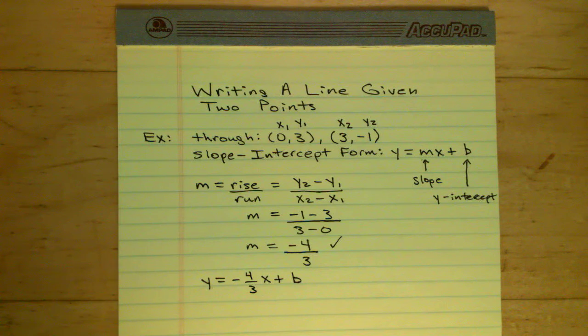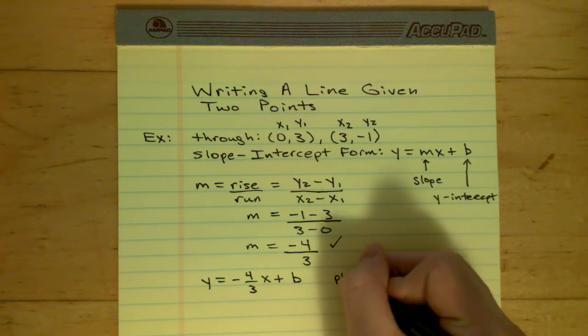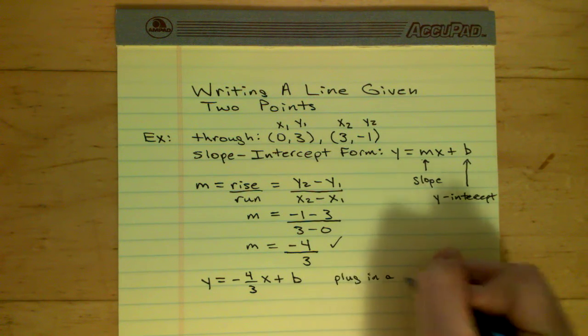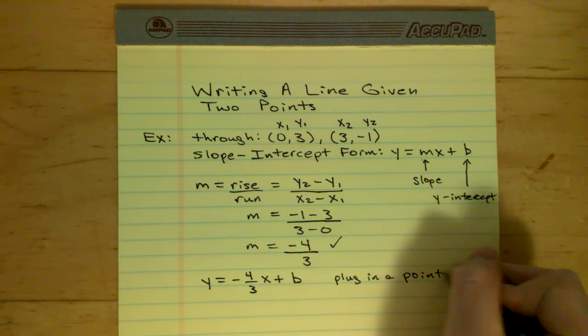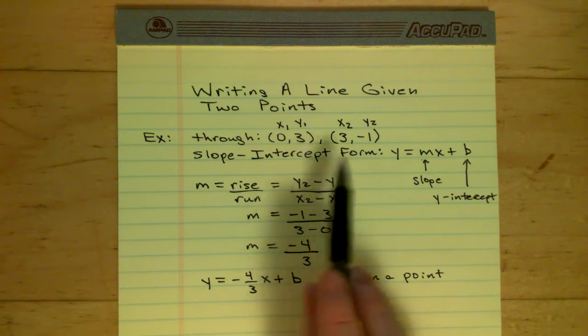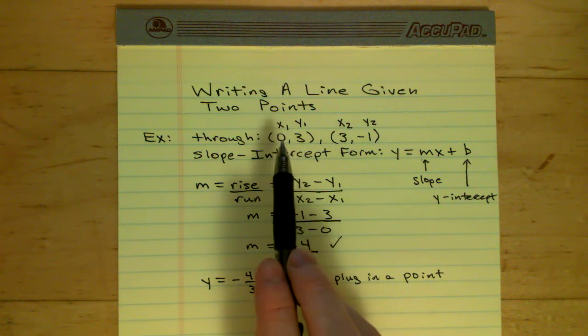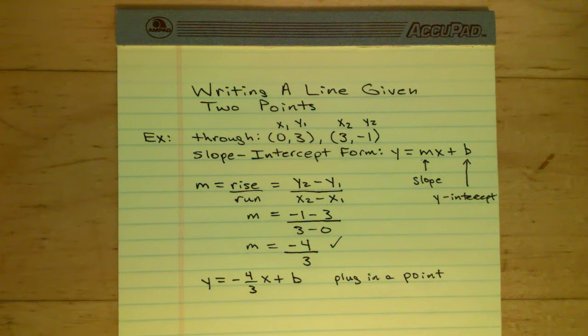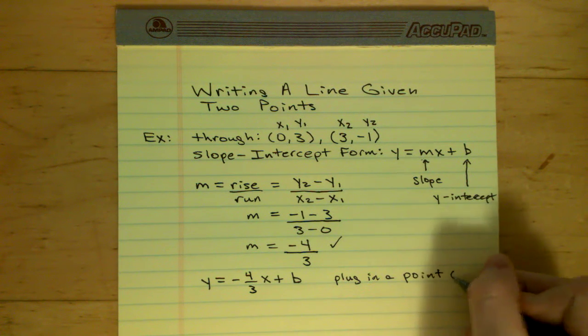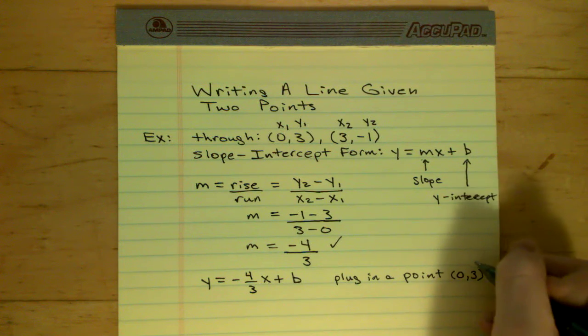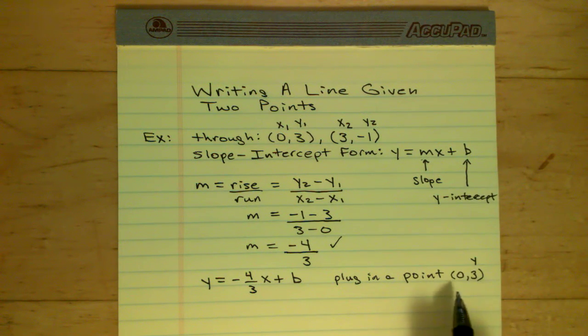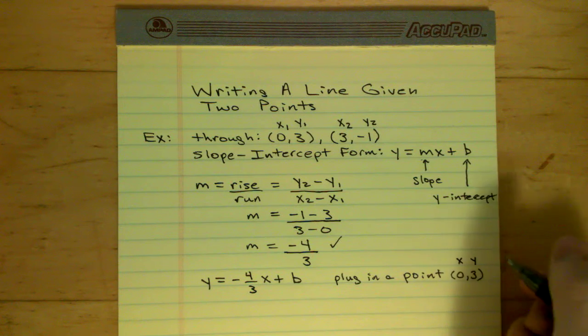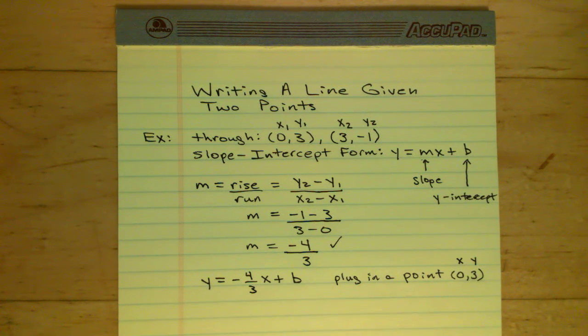So now what I need to do is figure out what b is, because m is going to be a number, but b is also going to be a number. And to figure out what b is, I have to plug in a point. And it can be one of the original 2. It doesn't matter which one you choose. So I'm going to choose this 0, 3. So the y coordinate for the 0, 3 is going to be the 3, and my x coordinate is going to be the 0. So my y is going to be 3.